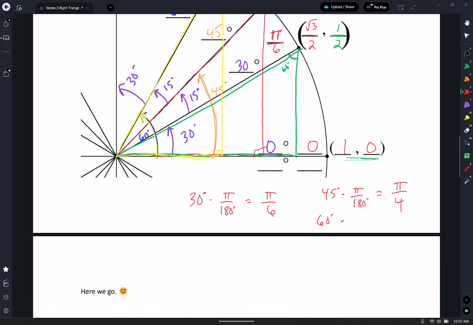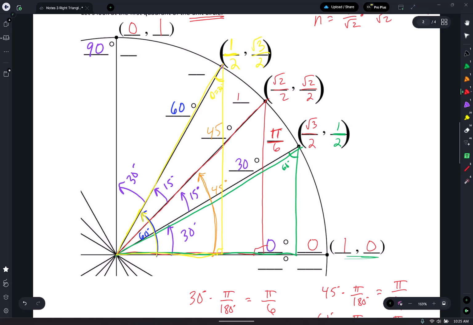So 60 degrees. 60 degrees times pi over 180. 6 goes into 18 3 times. So 45 degrees was pi over 4. At 60 degrees is pi over 3. And then the 90 degrees, I would like for you guys to know that one. That's pi over what?